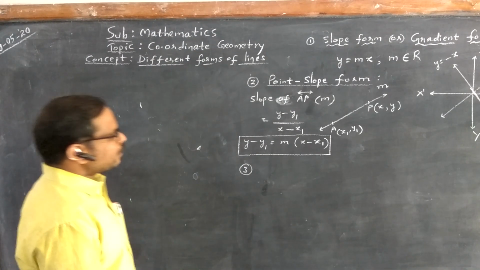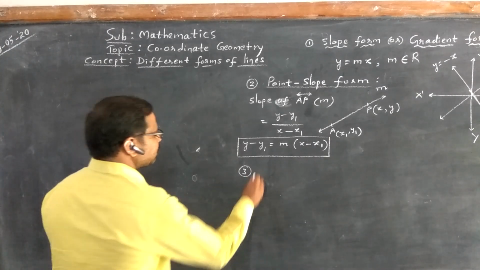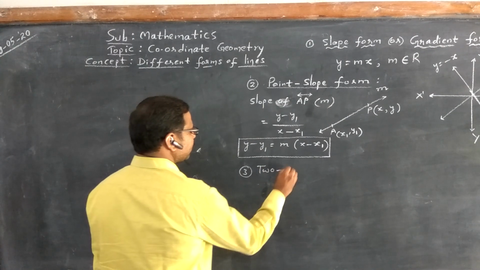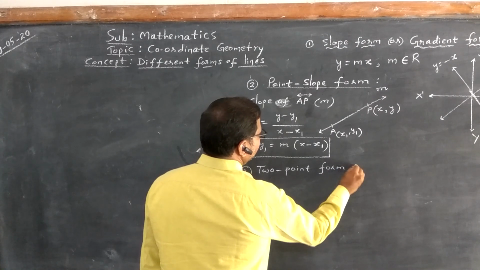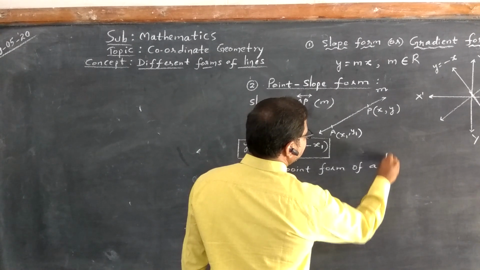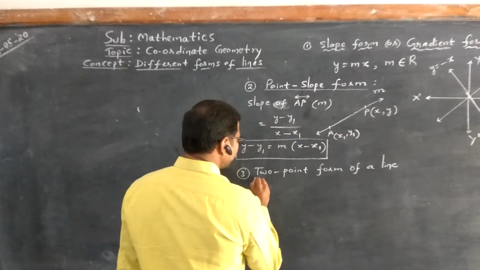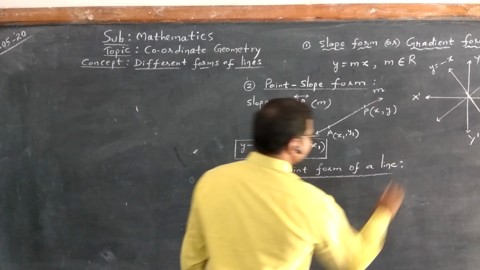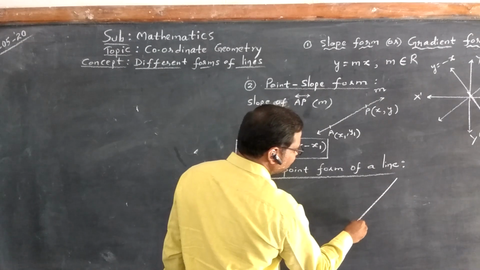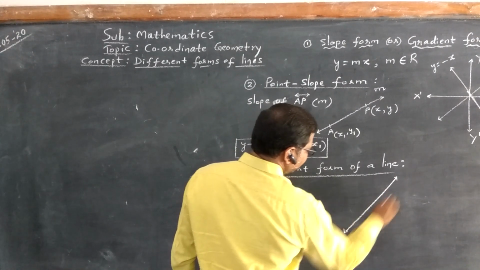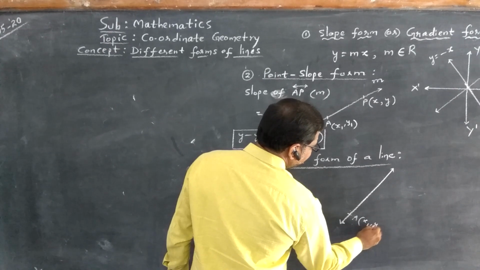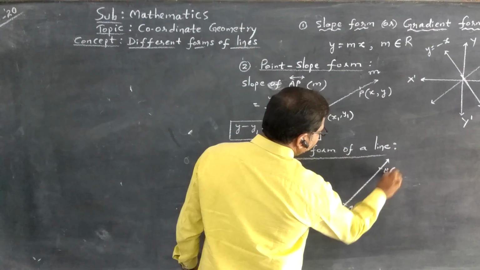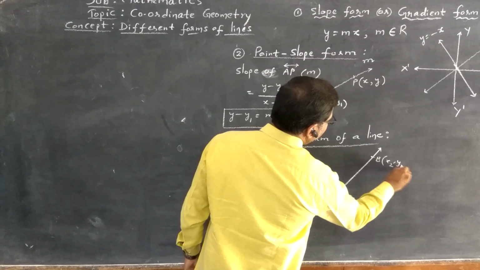Suppose whenever we are given 2 points, 2-point form of a line. So how do we find the straight line when 2 points are given? Let me take A(x1, y1) and B(x2, y2).